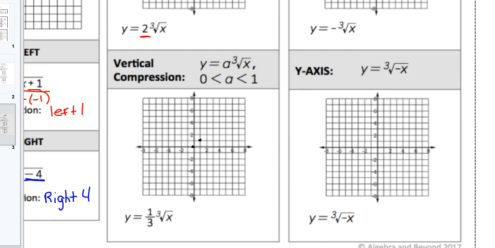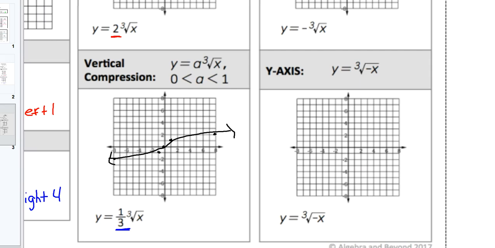So let me get that parent function on there for us. This one is going to be a compression because when we multiply by a factor of 1/3, that's going to compress it closer to that x-axis. So each value is going to get closer by 1/3 to that x-axis. So it's going to be an almost flat curve, but not quite. It gets significantly closer to that x-axis in a compression.